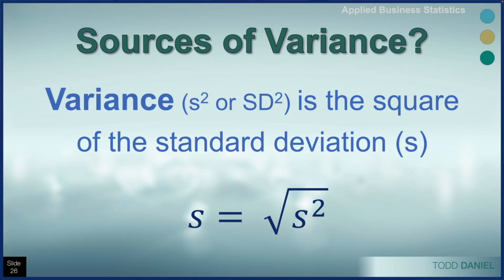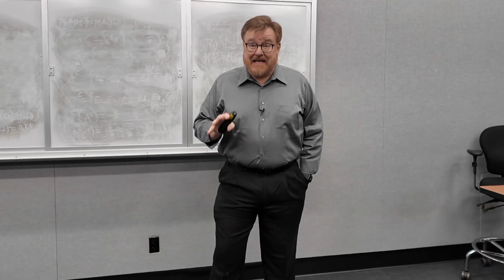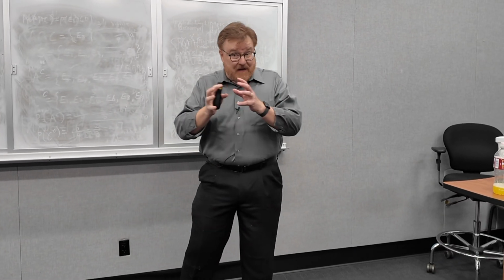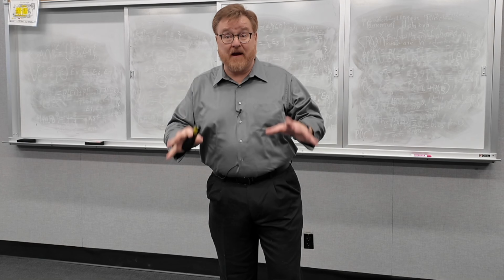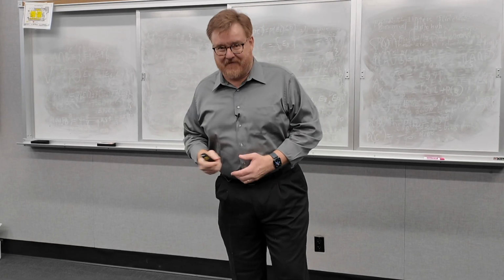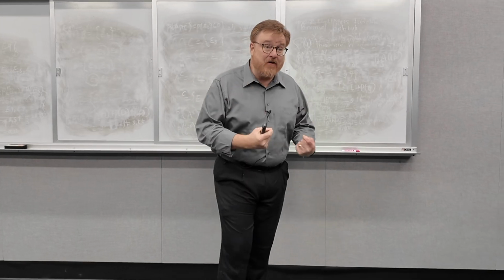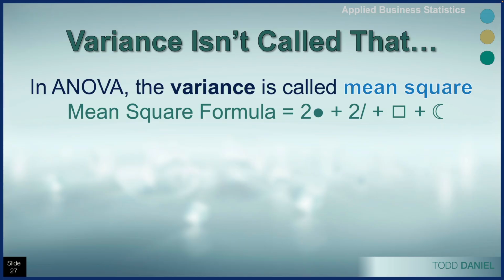The measure of variance in an ANOVA model is S squared, which some textbooks will call SD squared. In either case, it's exactly the same thing. The variance is the square of the standard deviation. Standard deviation equals the square root of the variance. But what makes this tricky is that even though we're doing an analysis of variance, when you look at the ANOVA summary table, you won't find any column labeled variance. So you need to know what we're calling the variance. Variance in an ANOVA model is called the mean square.